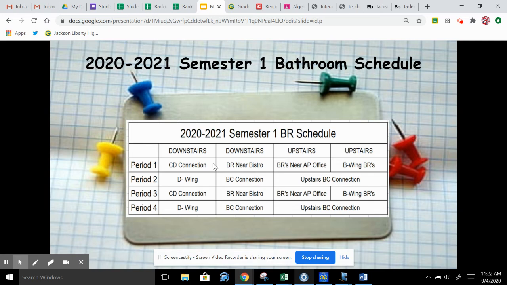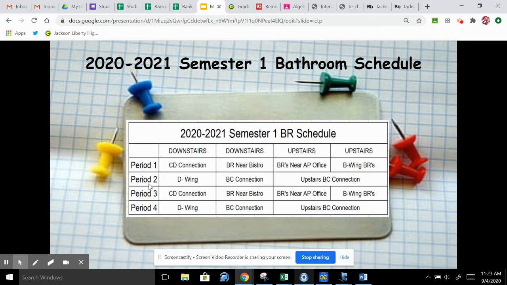So my classes are periods 1, 2, and 3. So here's you guys, periods 1, 2, and 3. My classroom is upstairs. So if you have me for period 1, that's my Algebra 2 Concepts group, you're going to want to use the B wing bathrooms, and I will show you where they are. They are actually really close. They're right outside my room.